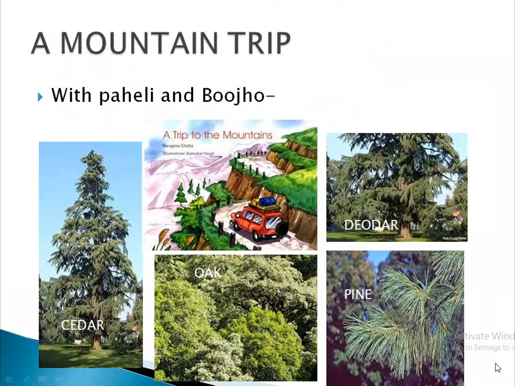Dear children, you can see here cedar, oak, deodar and pine trees. Definitely they have a cone-shaped structure, needle-like leaves and sloping branches. You have to identify them carefully because we will differentiate these plants from plains.